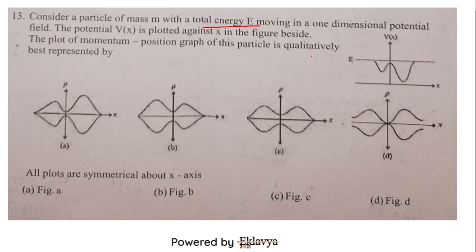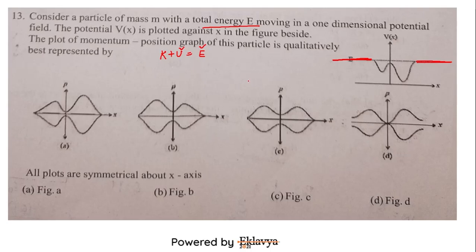Now let's try to understand this: the total energy is E. Total energy is the sum of kinetic energy plus potential energy. So wherever potential energy is going to become equal to E, kinetic energy is going to become 0. So in this region we can see that the potential energy is E, the potential energy is E in this region. So in these two regions kinetic energy cannot be present, which means momentum cannot be present.